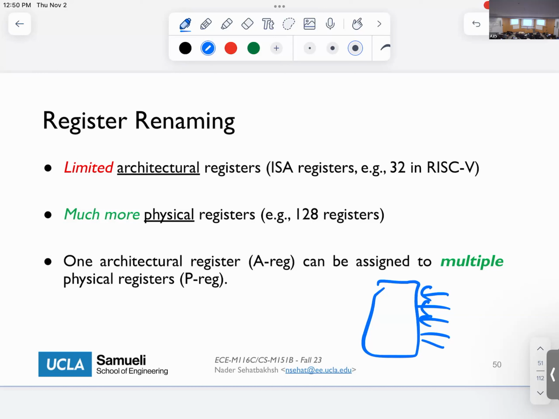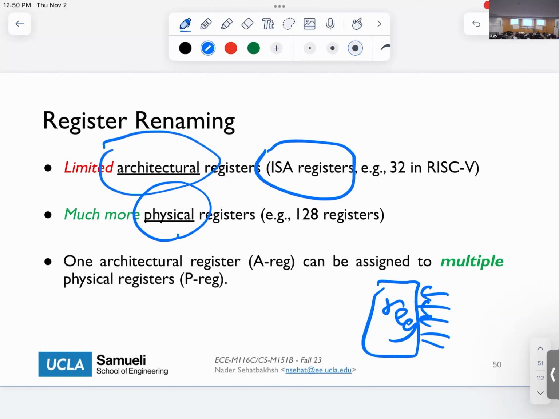So what's the difference between these two? Those real registers, those that are actually implemented in the register file, we call physical registers, and this could be 128, 256, and so on. The registers that you use in your ISA, specifically for RISC-V, x0 to x31, are what we call architectural registers, okay? And the trick that we're going to use for this renaming logic is mapping one architectural register to multiple physical registers.